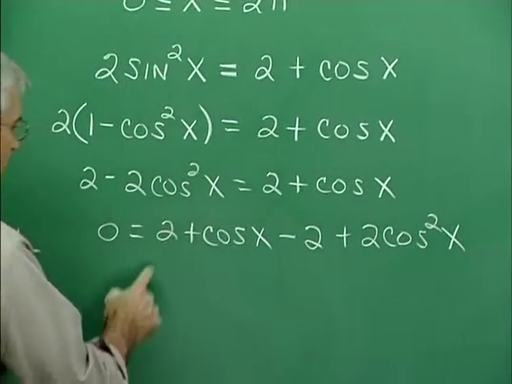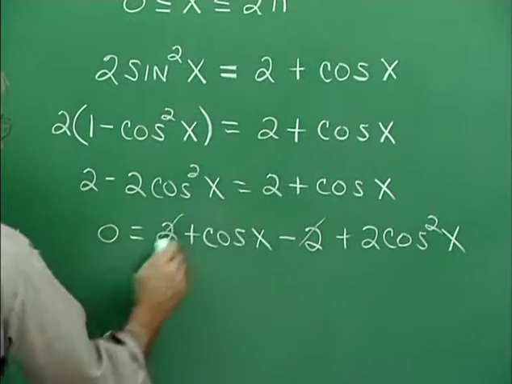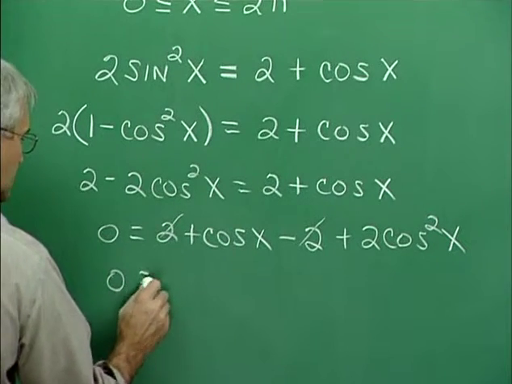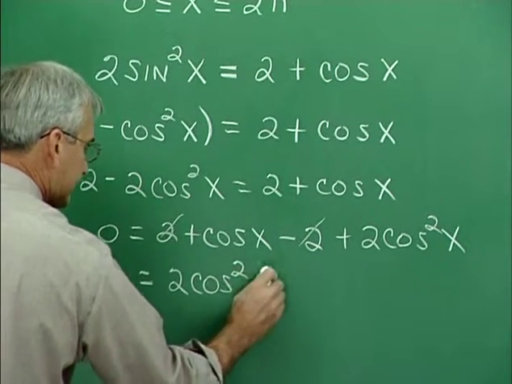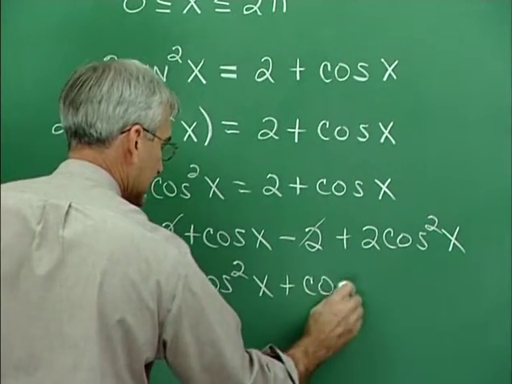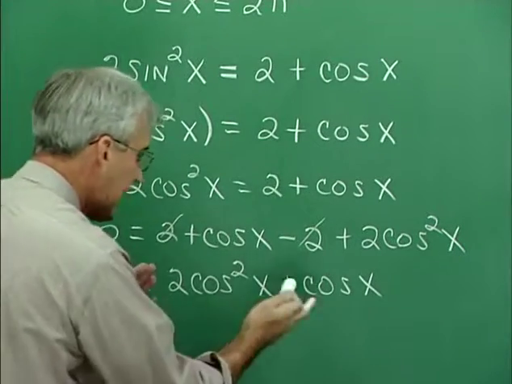And now I'll clean up a bit. I see 2 minus 2, they go out. That's nice. And I'll write the second degree term first. And now my strategy would be to factor here.